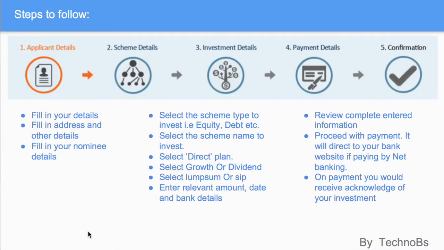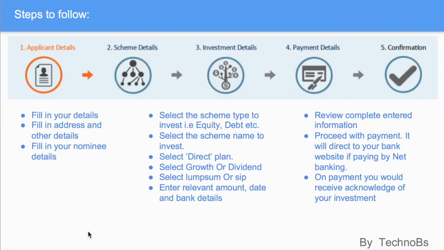So once you have chosen the scheme you want to invest in and how you want to invest, whether that's direct or lump sum, all this, you have to enter the amount that you want to invest, and you will be asked to provide bank details which will be used at the time of redemption. So step 1, tell about yourself. Step 2, choose the scheme and the way you want to invest and the amount you want to invest.